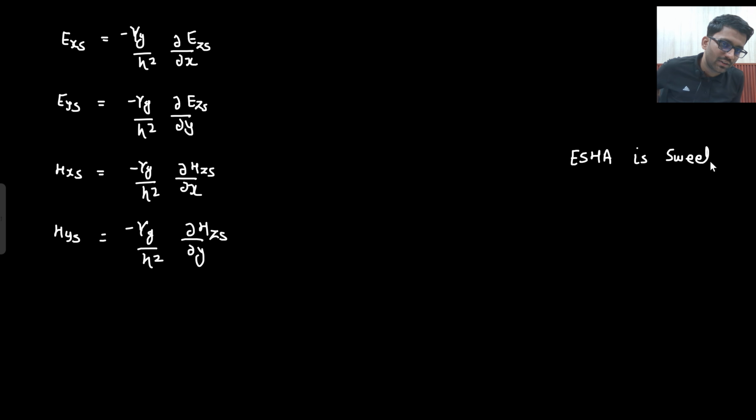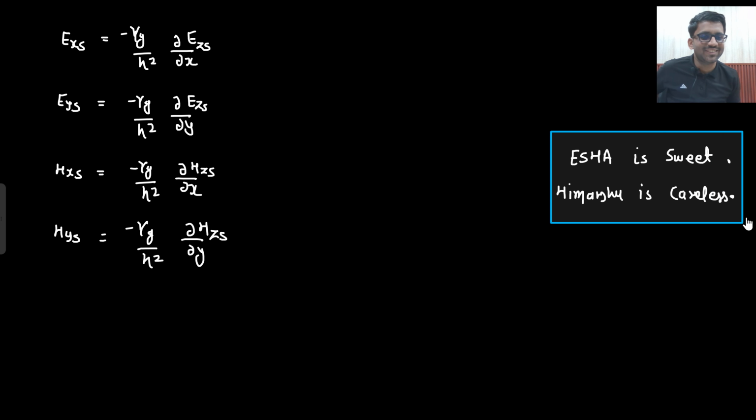Okay. What are the two lines? The two lines are: Isha is sweet, and Himanshu is careless. So these two lines you need to keep in mind. Isha is sweet and Himanshu is careless.